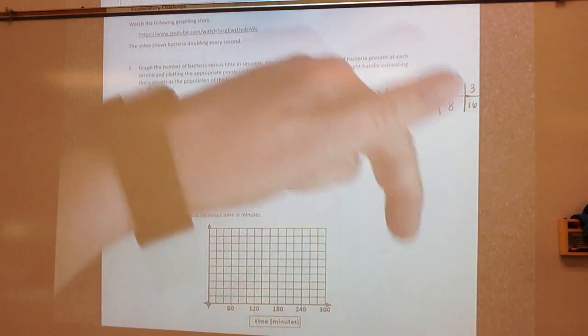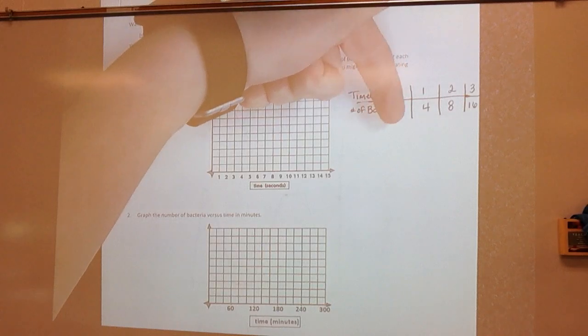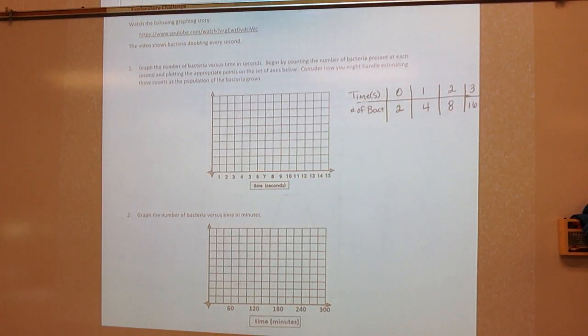Alright, so look at this, guys. What's happening to my numbers? 2, 4, 8, 16. They're doubling. So can I estimate what I think is going to happen at the 4-second mark, the 5-second mark, even going on to 10 seconds? Could I possibly estimate the number of bacteria there? Alright, so let's go ahead and look at our graph.